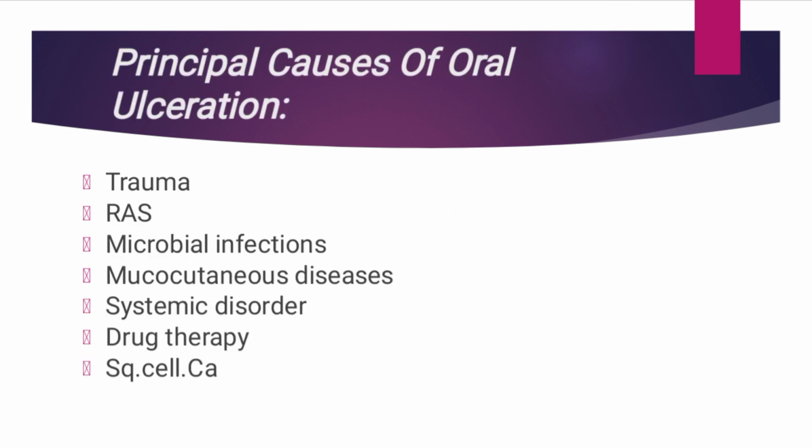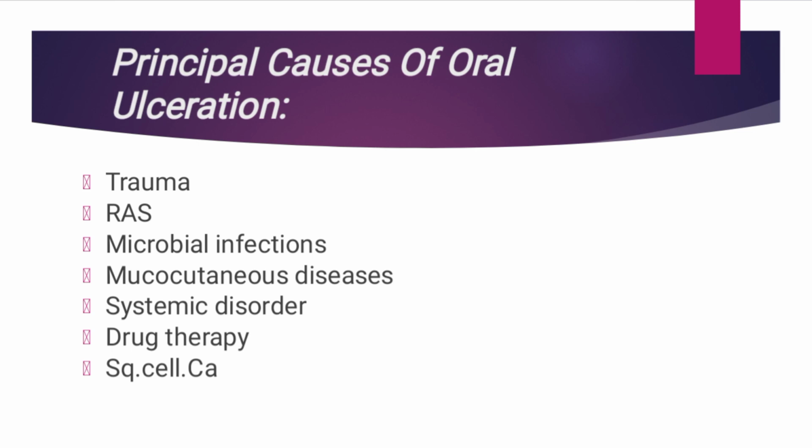Now, what are the principal causes of oral ulceration? Very important. Number one is trauma, either cheek biting, a sharp tooth, or ill-fitting dentures. Then recurrent aphthous stomatitis, meaning the minor, major, and herpetiform ulcers. Then you have infections like HIV and TB, mucocutaneous diseases like lichen planus and pemphigus, and systemic disorders. You have Crohn's disease, Paget disease, anemia, squamous cell carcinoma, which is basically a non-healing ulcer, and drugs, such as non-steroidal anti-inflammatory drugs or chemotherapy.